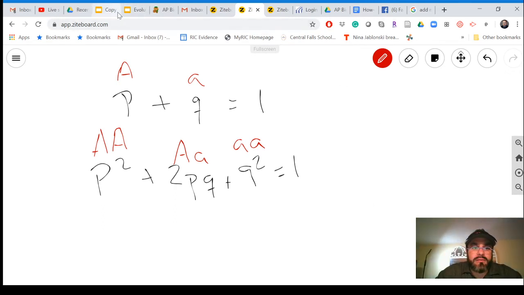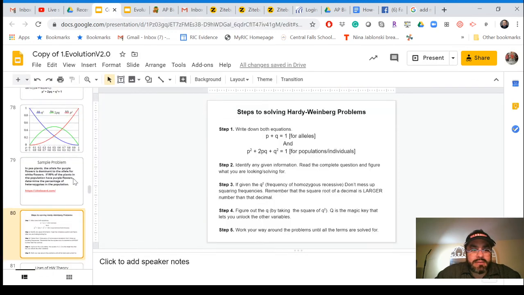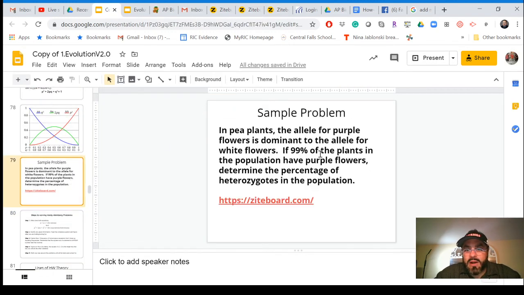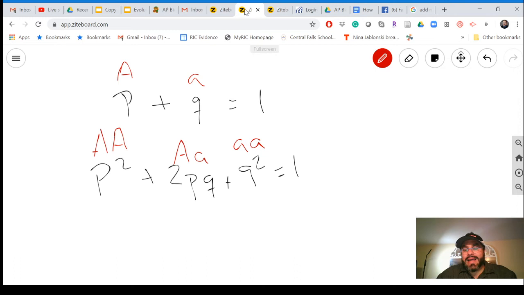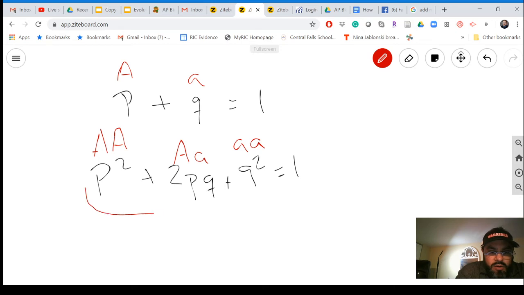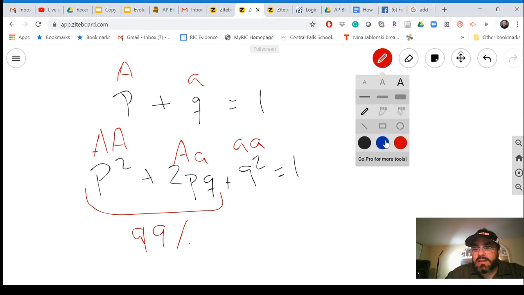So the question here, we go back to it, the question says, in pea plants, 99% of them are purple. How many are heterozygous? Well, what do we know? We are saying that 99% of these are purple. We know that purple is dominant, which means that all of these are purple. I don't know which ones are homozygous dominant and which ones are heterozygous, but what I do know is how many of them are homozygous recessive, and that would be 1%, but we're not using percentage.